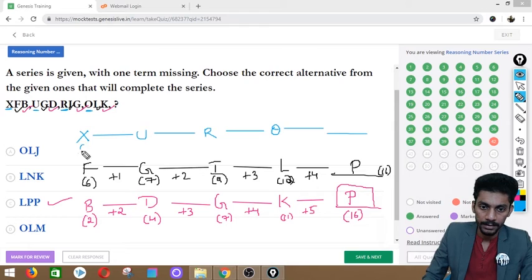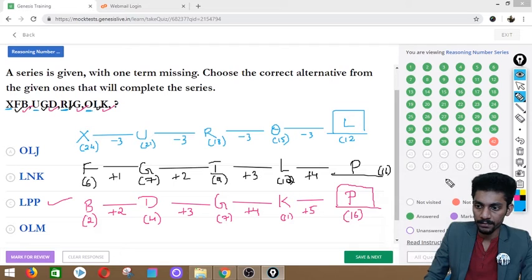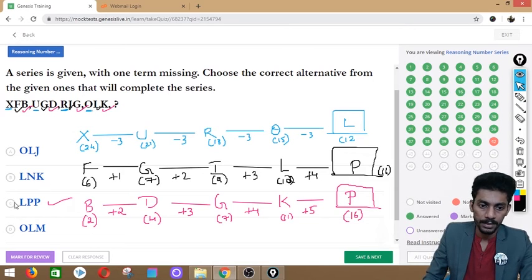So what about X? X is the 24th letter. 21st letter. R is the 18th letter. O is the 15th letter. So what is happening here? It is minus 3. 24 minus 3 is 21. 21 minus 3 is 18. 18 minus 3 is 15. 15 minus 3 is 12. Which is the 12th letter? It is L. So what is the answer? Everything which is in the box is the answer. That is L, P and P. That is option C, as I said. L, P, P is the answer. First pattern forward is minus 3, minus 3, minus 3. Next pattern forward is plus 1, plus 2, plus 3, plus 4. Next pattern forward is plus 2, plus 3, plus 4, plus 5. Okay, L, P, P is the answer. That is option C. We'll go for the next one.